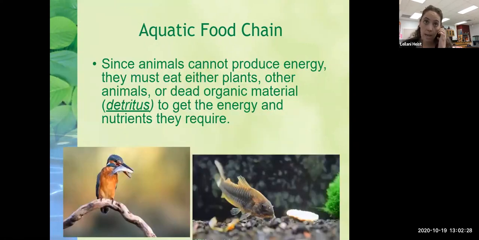Animals cannot do that. Animals must eat. Sometimes they eat plants. Sometimes they eat animals. Sometimes they eat dead organic matter in order to get the energy and the nutrients they require. Dead organic matter is also referred to as detritus. So here we've got a bird. He's eating another animal, a fish, and then we've got a little catfish, and he's going to be eating the detritus.